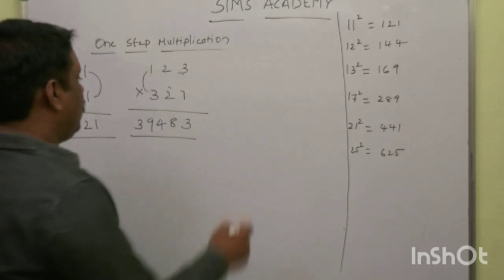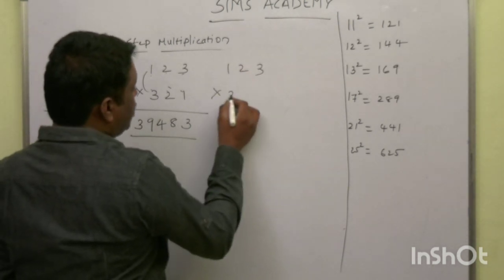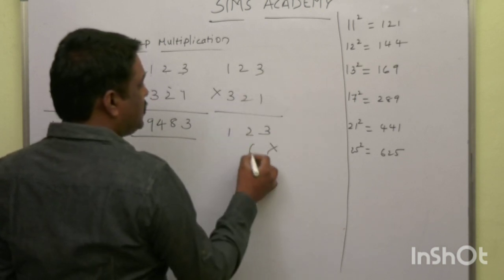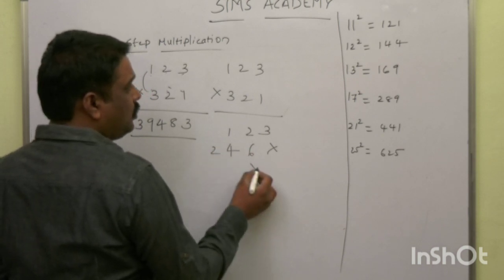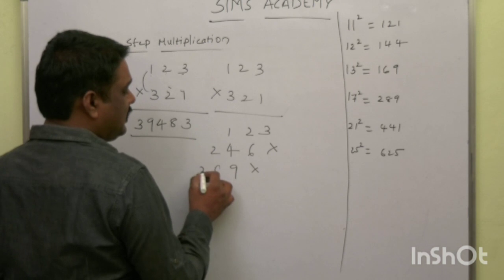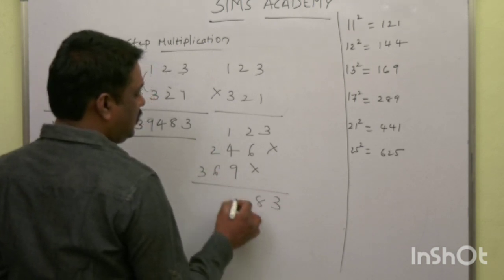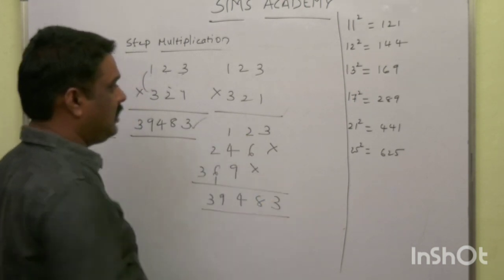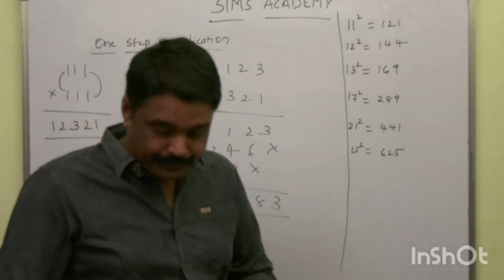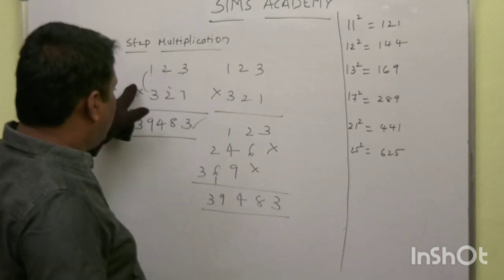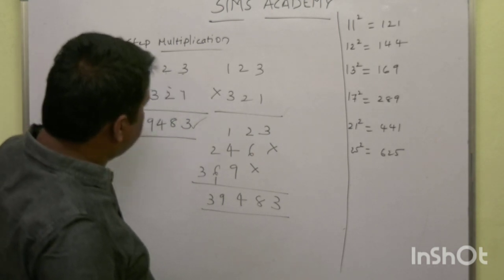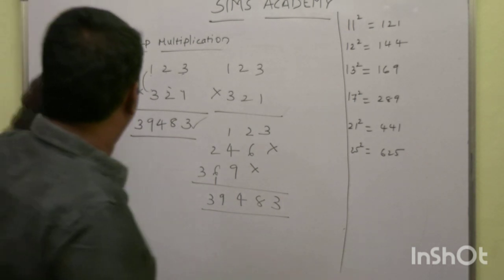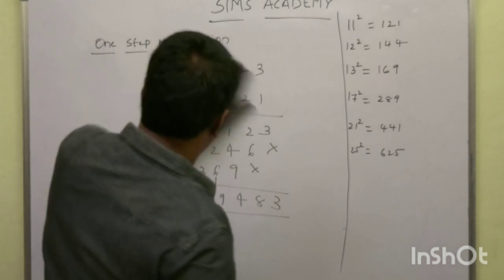Okay, let us try it with general multiplication. 3 2 1, 1 3s are 3, 1 2 is 2, 1 1 is 1, 2 3s are 6, 2 2s are 4, 2 1s are 2, 3 3s are 9, 3 2s are 6, 3 1s are 3. Then 3, 8, 14, 9, 3 gives 9 4 8 3. That means we can do a 3-digit number multiplied with a 3-digit number in a single step. Super. Let us try with other numbers.